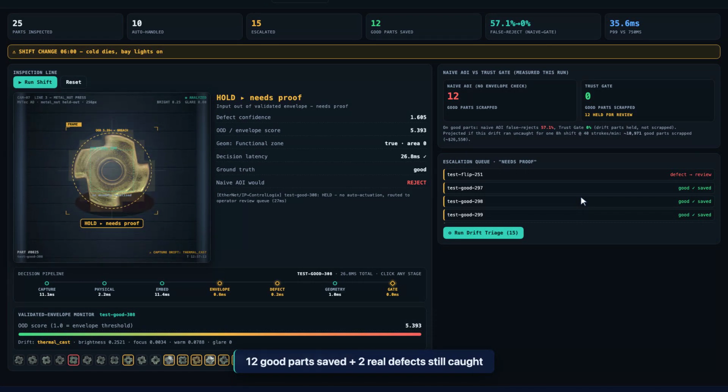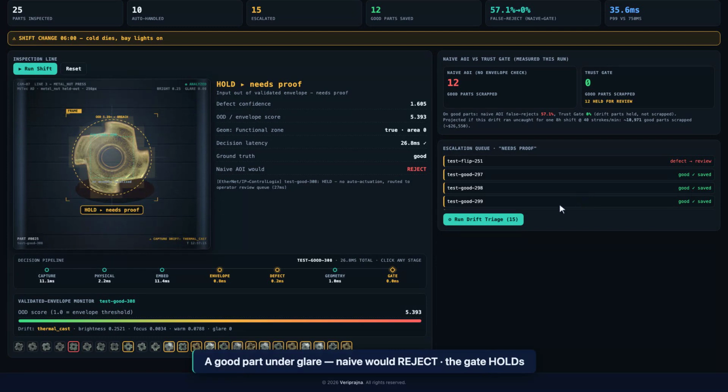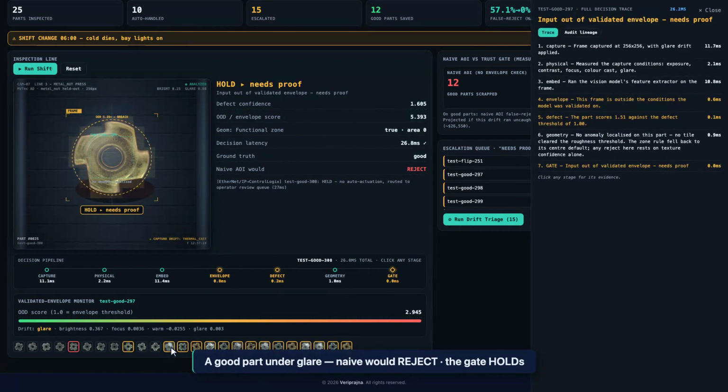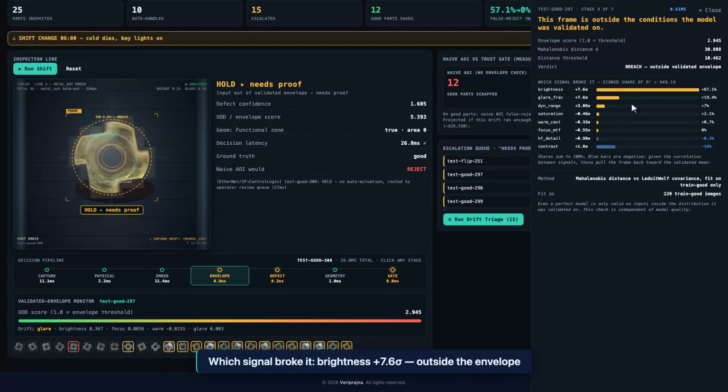Still caught, still escalated. Part 297. Ground truth good. Under glare, the texture model's confidence spiked to 1.5, past the naive reject threshold. The envelope check flagged the frame first, so the gate held the part instead of scrapping it. The breach is explained signal by signal. Brightness sits 7.6 sigma above the validated baseline and carries most of the distance. This frame is far outside the envelope. No model verdict is trusted out there at any model quality.